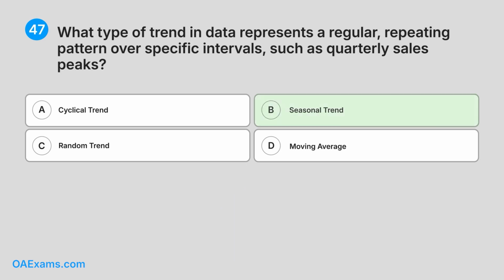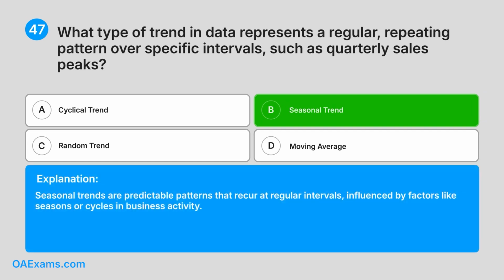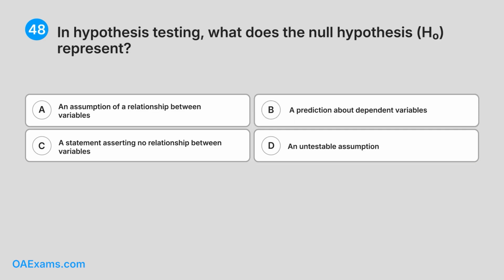Correct answer. B. Seasonal trend. Explanation. Seasonal trends are predictable patterns that recur at regular intervals, influenced by factors like seasons or cycles in business activity.